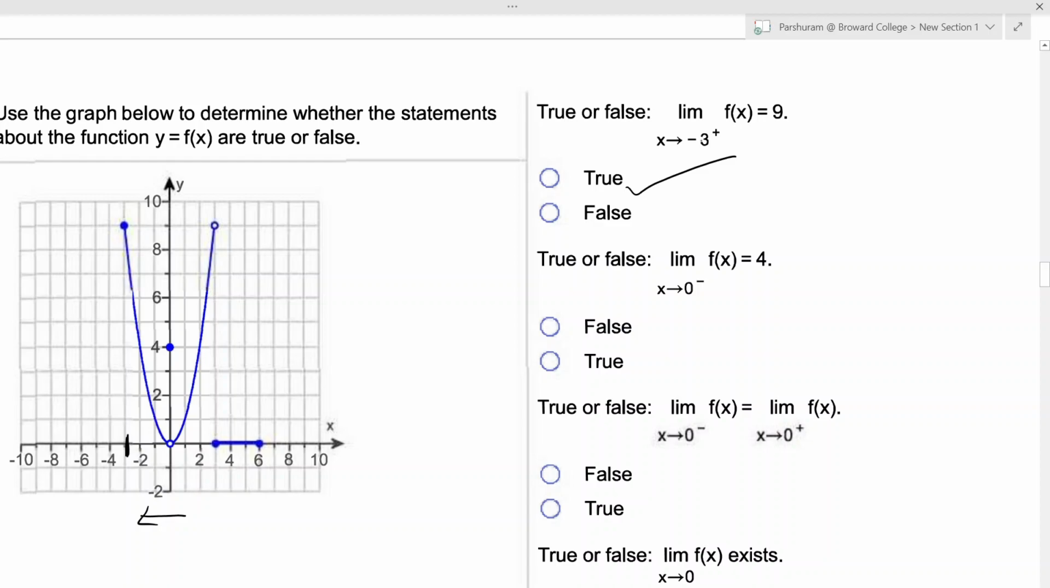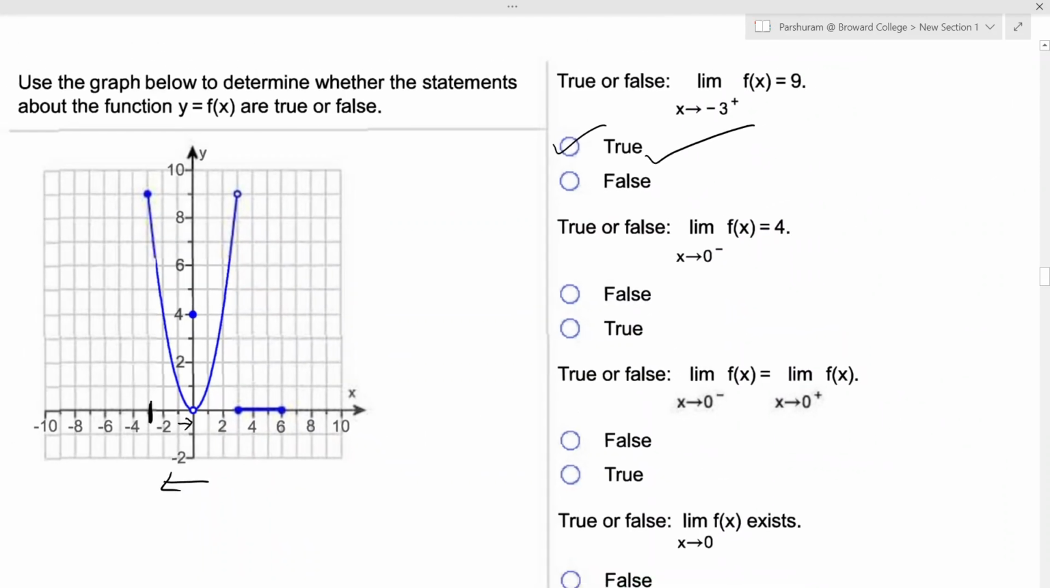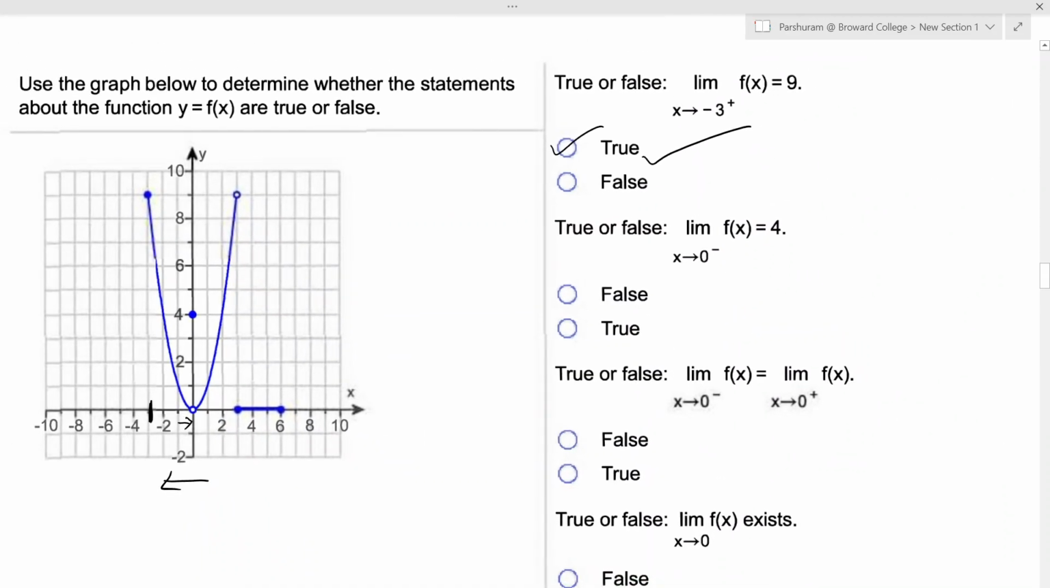When x approaches -3 from the right side, the graph is approaching +9. Here you can see that. That's why the answer is 9. That's true. For the second part, when x approaches 0 from the left, don't forget that we are looking at 0 from the left. The graph is approaching 0, but here it says the left hand limit is 4, so this is false.